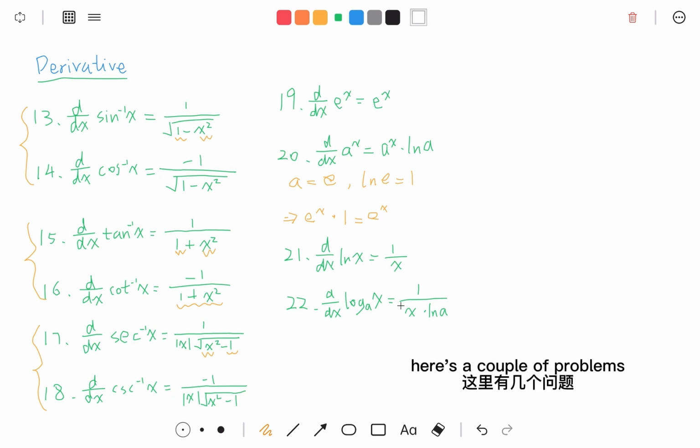And at the end, here are a couple of problems about the formulas we have learned in 3 classes. I'll cover the answers in the next video.